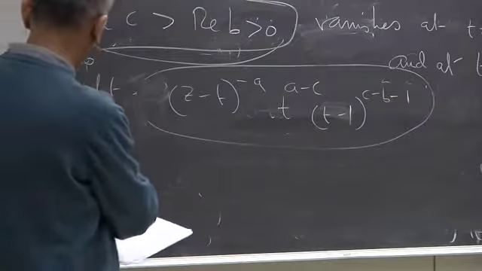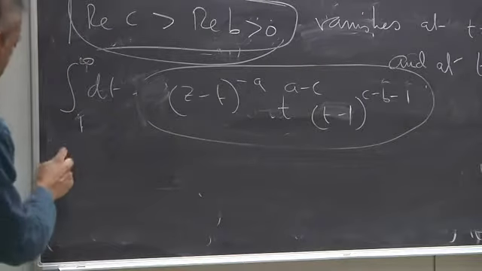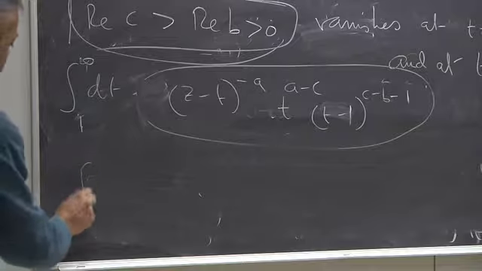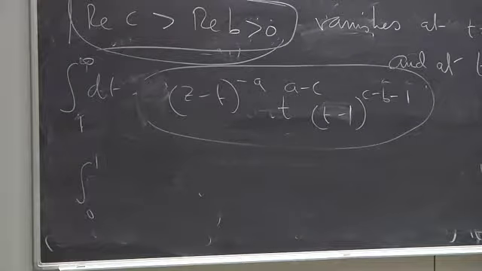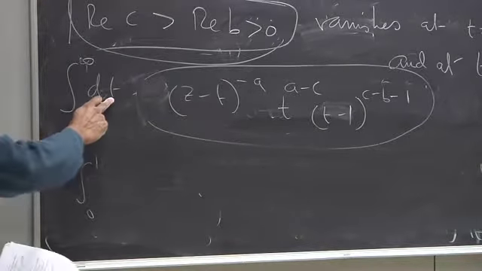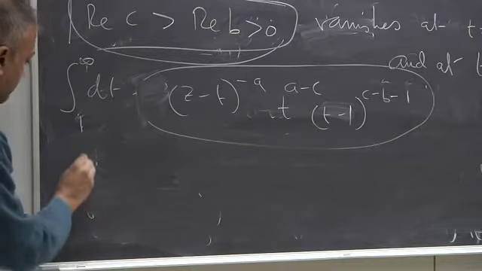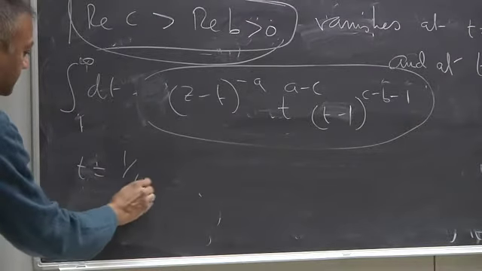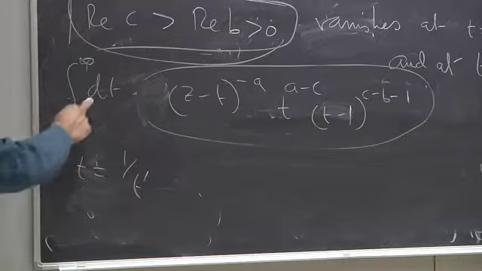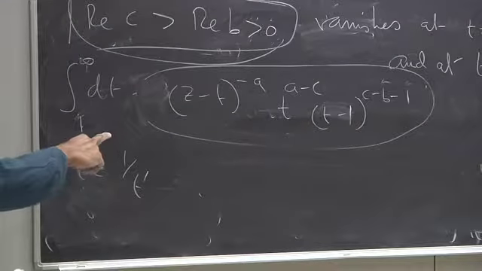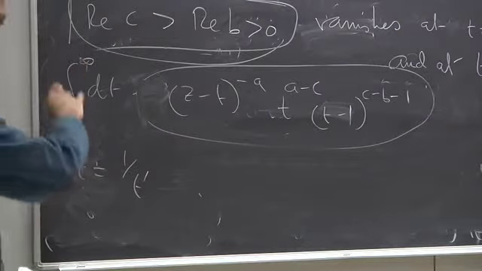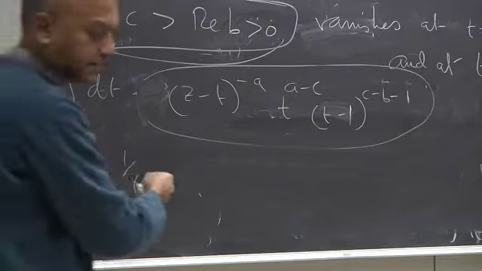It's more convenient to, I mean, this is 1 to infinity, right? So it's more convenient to change the variable in such a way that this integral becomes 0 to 1. That you can do by just taking t to 1 over t, right? So if I write t is equal to 1 over t prime, then as t goes from 1 to infinity, t prime goes from 0 to 1, right? Or 1 to 0, but up to overall sign it is the same thing.